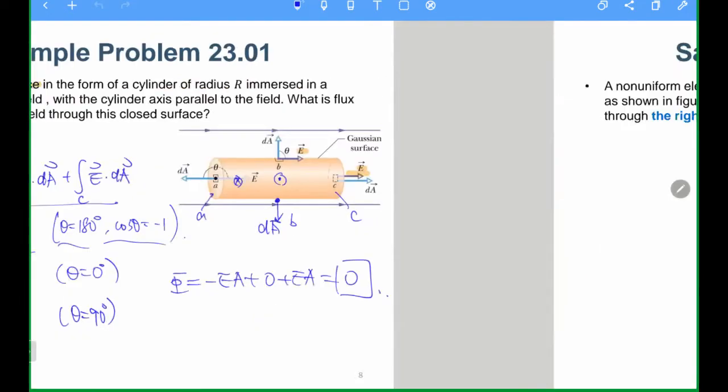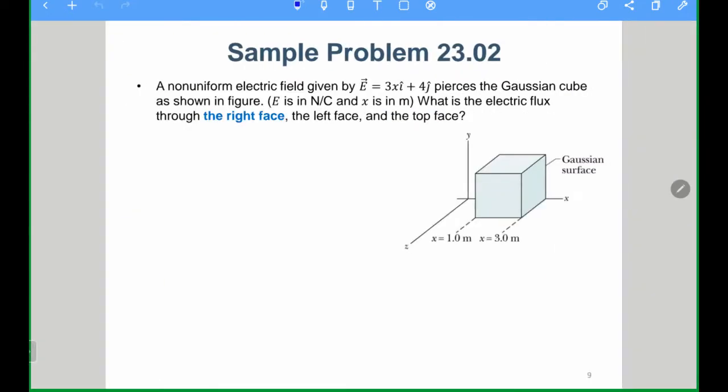No questions. Then we have another sample problem, which will be more difficult, of course. Here it says a non-uniform E field. Of course, this is non-uniform, so it makes things complicated. A non-uniform E field given by E equals 3x in the x direction, plus 4 in the y direction, with i, j, k unit vectors. J hat should be in the y direction.